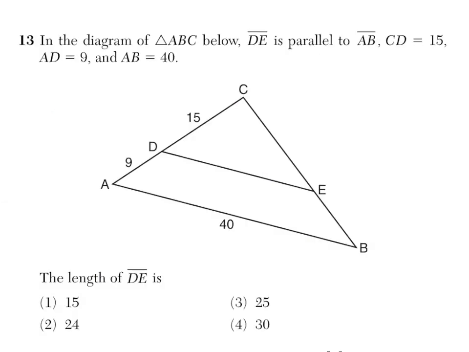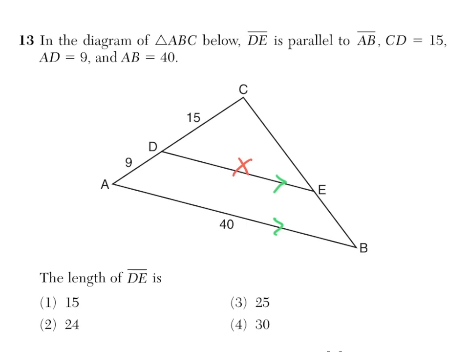Question 13. In the diagram of triangle ABC below, DE is parallel to AB. All right, so we just marked it up to indicate that they're parallel. I can also see that it says CD is 15, AD is equal to 9, AB is equal to 40. Our objective is to figure out the length of DE. So we're trying to figure out this length right here. We'll describe it as X.